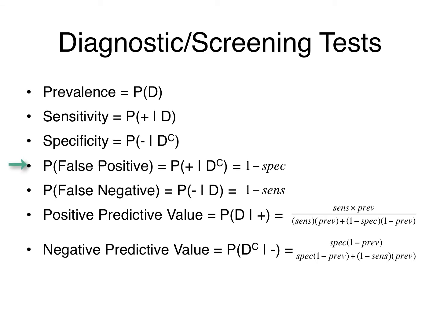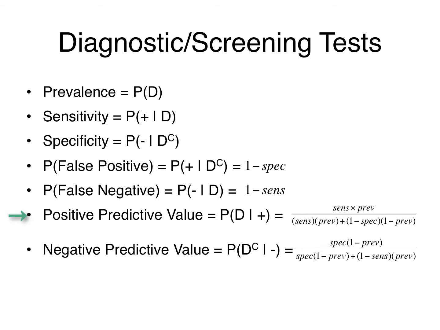The false positive probability is the probability that a person tests positive when they do not actually have the disease. So this is the complement of specificity. So if specificity is 0.6 or 60%, the false positive value is 0.4 or 40%. So it's 1 minus the specificity. The probability of a false negative is the probability that a person tests negative when they actually do have the disease. So this is the complement to sensitivity, so 1 minus sensitivity.